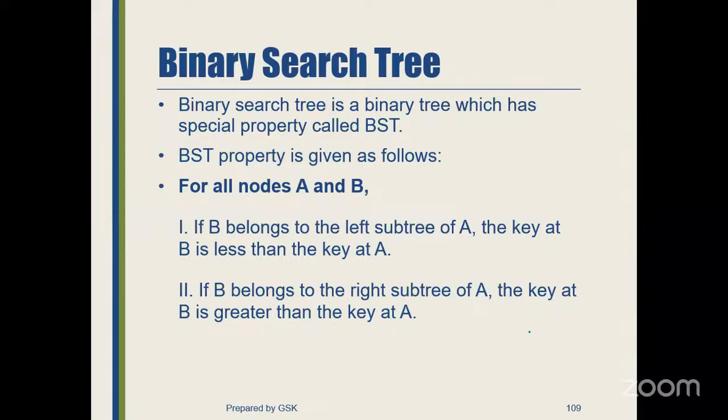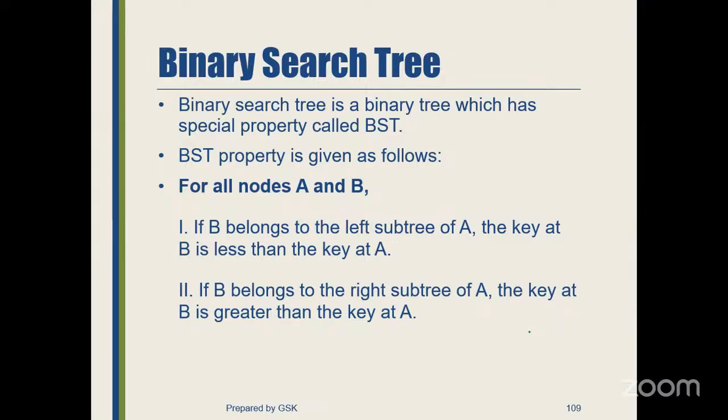Next, as we covered, we have different types of trees. We covered the binary tree and different types of traversals in the binary tree. Next type of tree is the binary search tree. A binary search tree is a binary tree which has a special property called BST. BST is nothing but searching. BST, binary search tree.